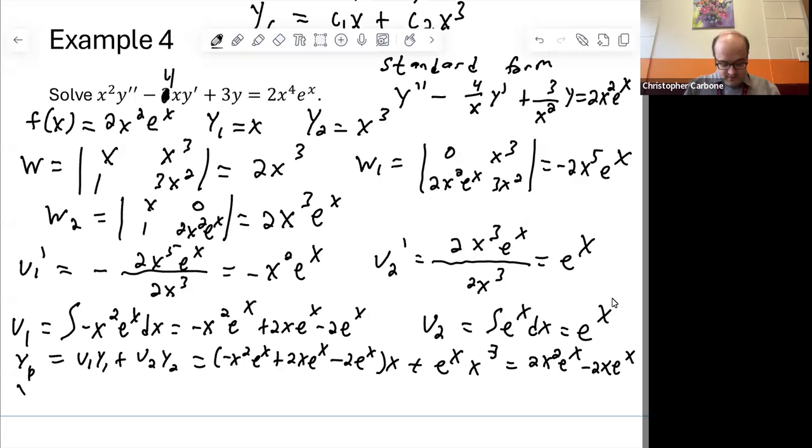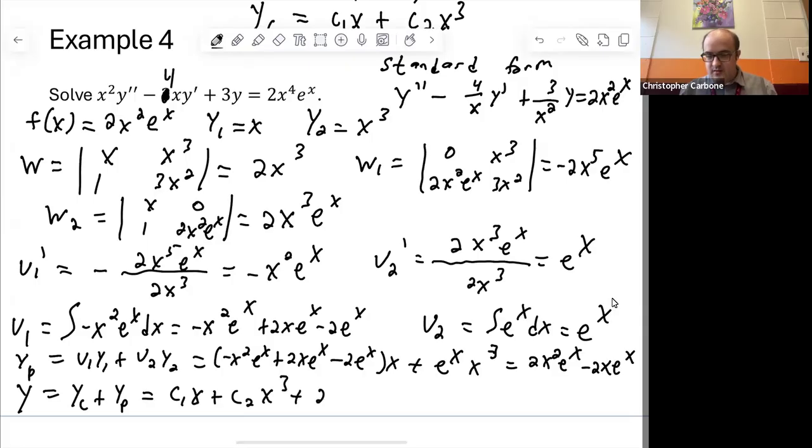So our complete solution, y, would be equal to the combination of that complementary and particular solution. So c sub 1 times x plus c sub 2 times x cubed plus 2x squared e to the x minus 2x e to the x.